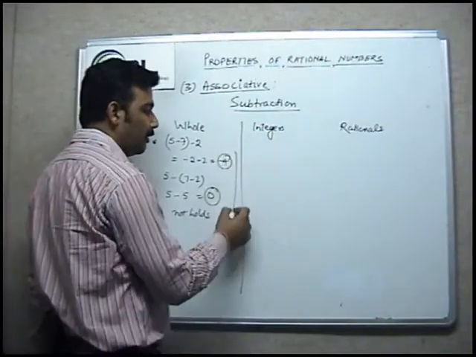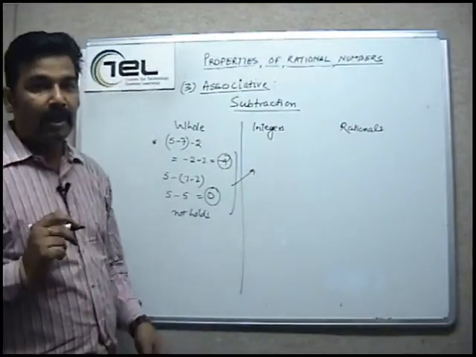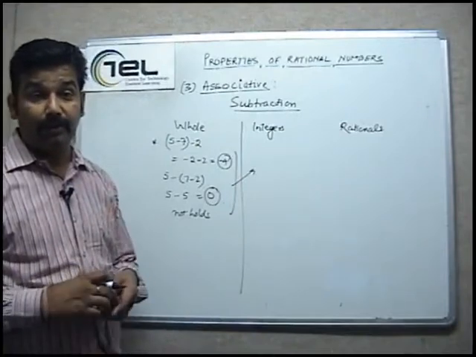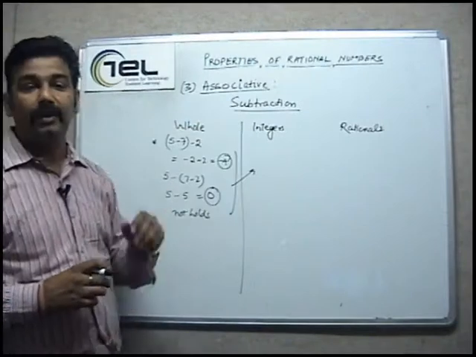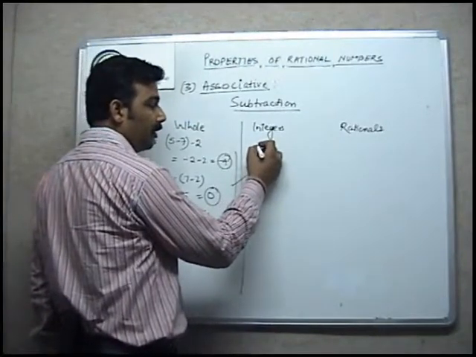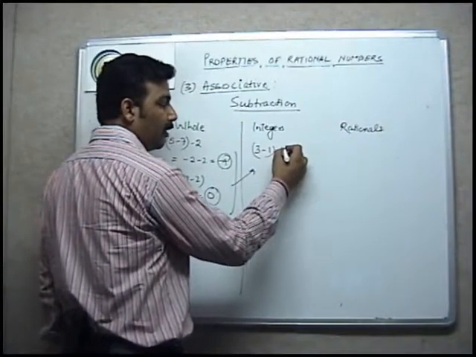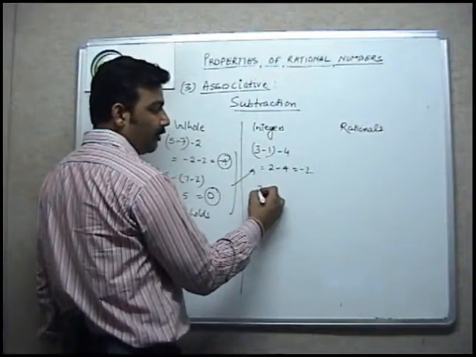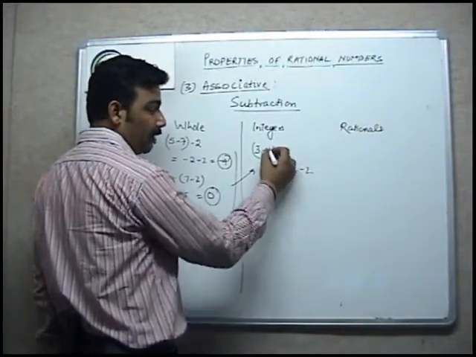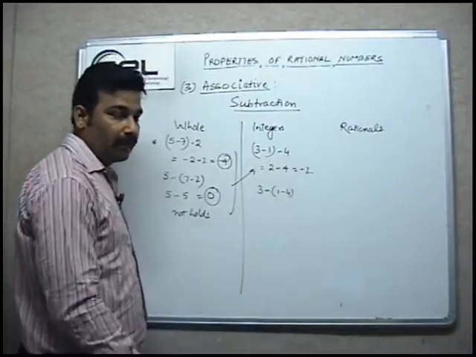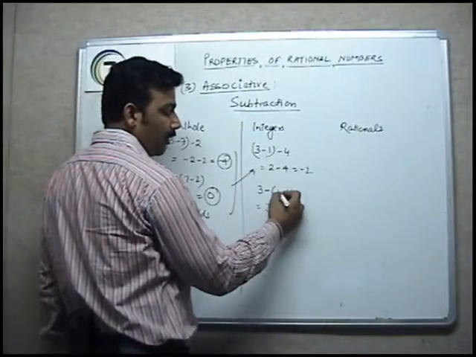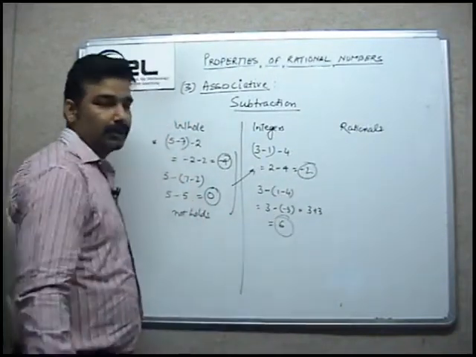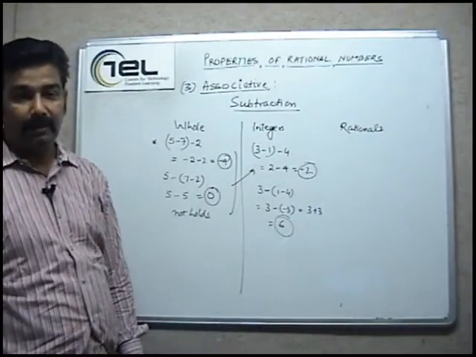The same property does not hold in whole numbers either. Since whole numbers are part of integers, if something is not true in whole numbers, it will not be true in integers. Here, check it out. 3 minus 1 minus 4 equals 2 minus 4, which is negative 2. But if 1 minus 4 is subtracted from 3, it will be 3 minus negative 3, which is 3 plus 3, and it will be 6. These are not equal. So subtraction is not associative in integers.